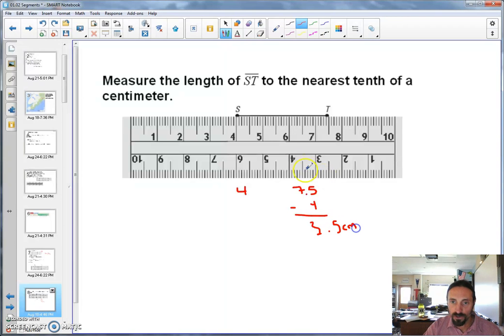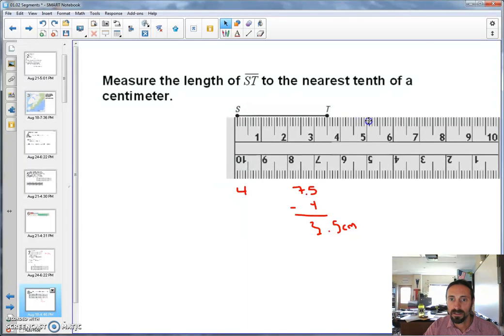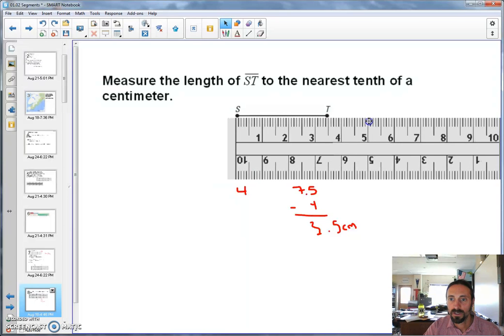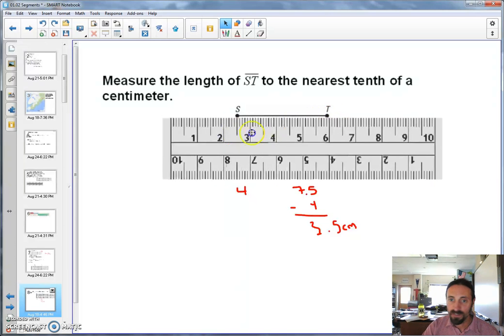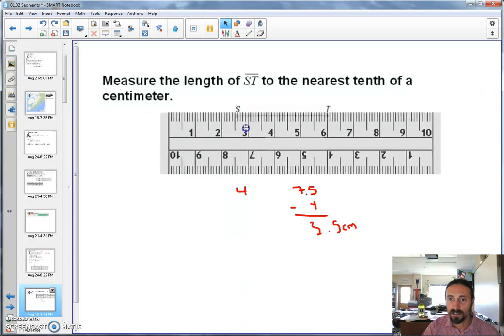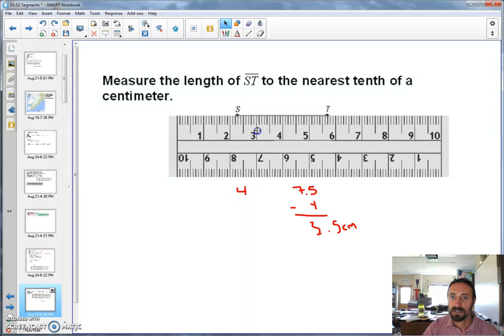The same thing is true, of course, if I shifted this over. Let's see if I can just do it. Look at that. The magic of computers. And it just jumps out at you right away. So when you can measure something starting on the edge, it makes your math a little easier because it's just that number. But even if you can't, wherever I put this, the length of that segment is still going to be 3.5 centimeters.